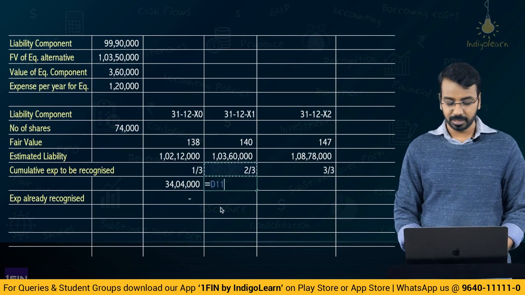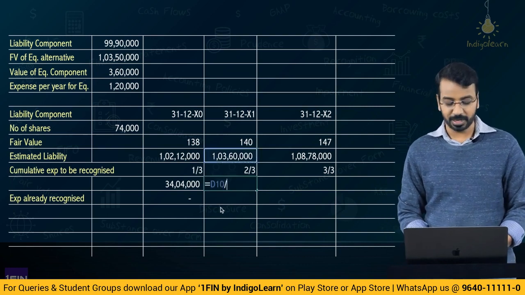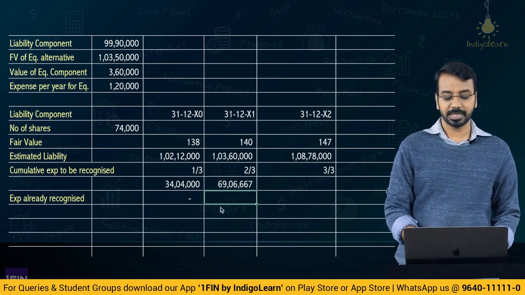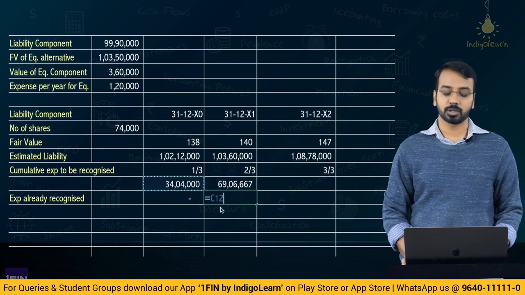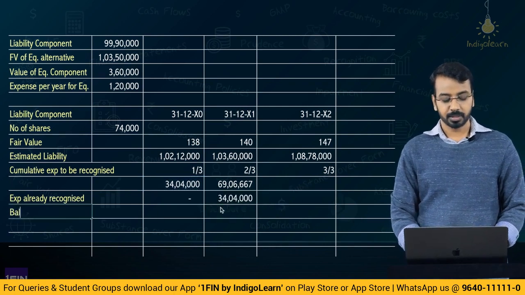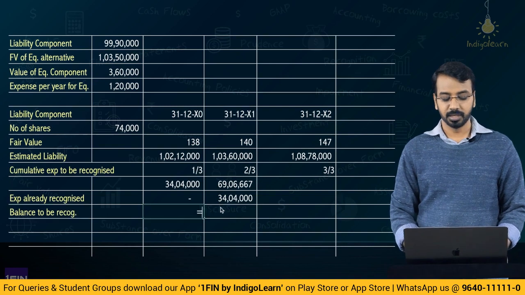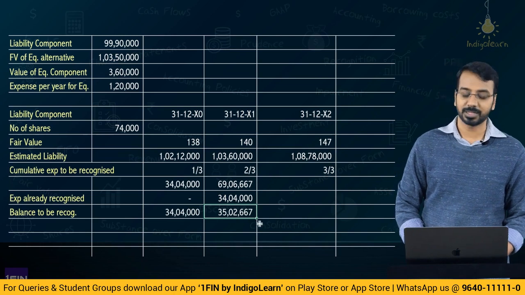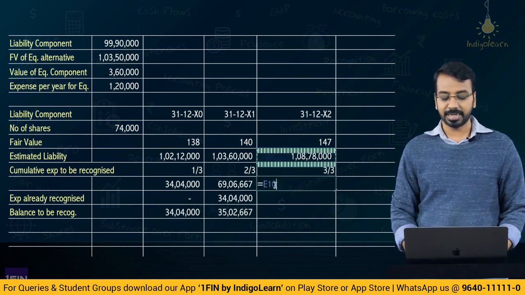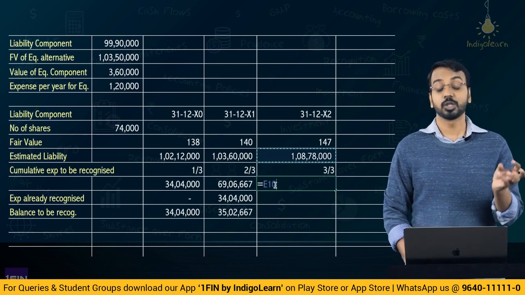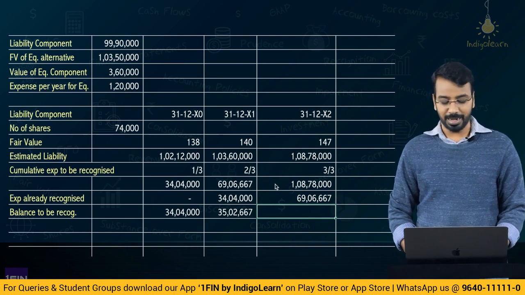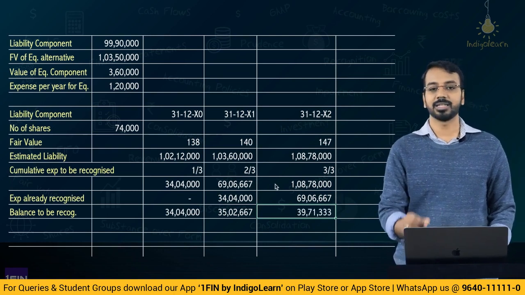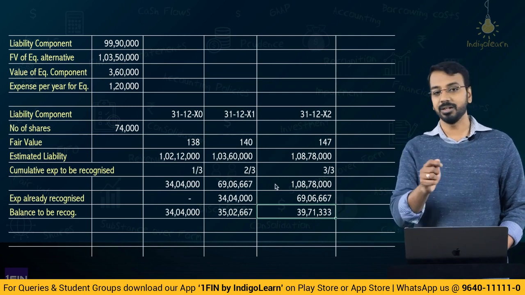Then for the second period it is 1,03,60,000 divided by 3 multiplied by 2, you get 69,06,667. Expense already recognized is 34,04,000. So, balance to be recognized is this minus this. Here 69 minus 34, 35 lakhs will be recognized. At the end of the 3 years, the entire 1,08,78,000 should be the cumulative expense. Out of that, already recognized is 69,06,667. So the balance of 39,71,333 will be recognized in the current period.